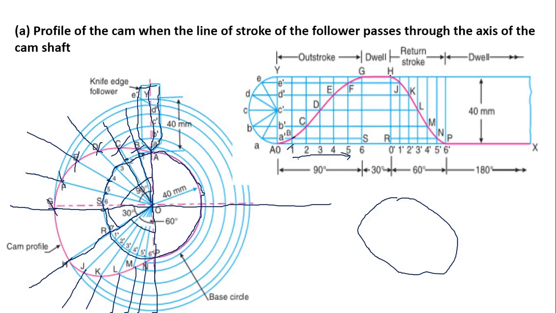Now measure the distance from 0 dash to H. Put the compass here and the pencil here. Now make an adjustment and put 0 dash on the base circle of the cam. You can put the point of the compass here and cut with the pencil here. Similarly, from 1 dash measure the distance J and cut at this point. We get the J point, and similarly 2 dash to K, 3 dash to L, 4 dash to M, 5 dash to N and 6 dash to P.